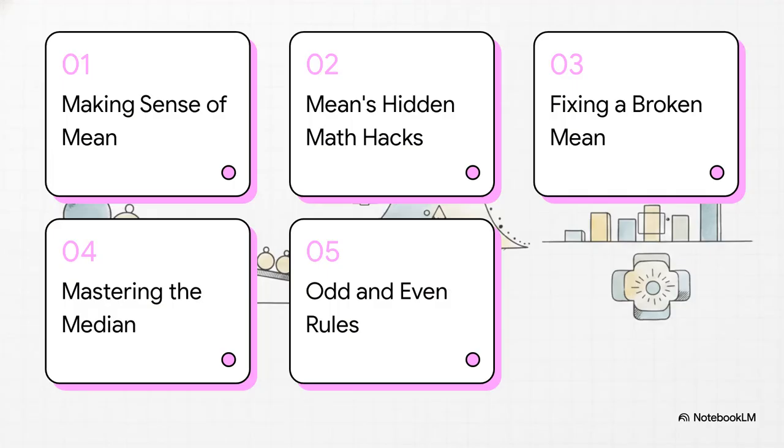To get us there, we've got a pretty straightforward roadmap today. First up, making sense of the mean. Second, we'll look at the mean's hidden math hacks. Third, fixing a broken mean. Then, mastering the median. And finally, we'll wrap up with the odd and even rules. Don't worry, we're going to break all of this down logically, step by step.